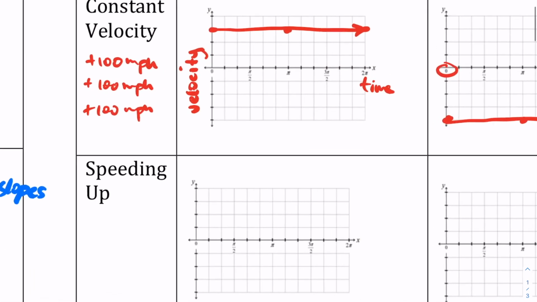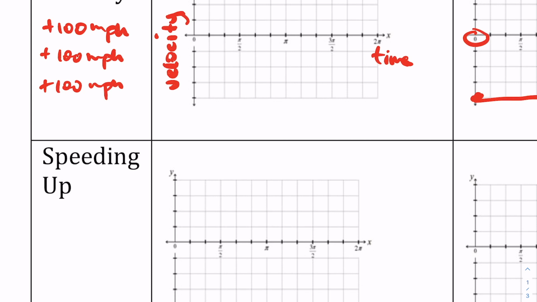Okay, what if you're speeding up? If you're speeding up, you would start at zero velocity. Again, this is the velocity axis. This is the time axis. So speeding up means that your velocity would be increasing. And this would be increasing at a constant rate.